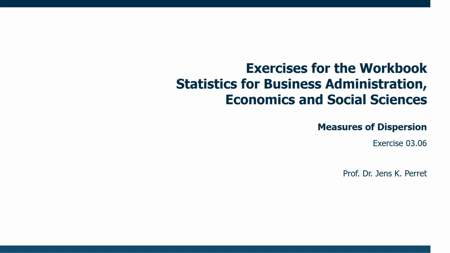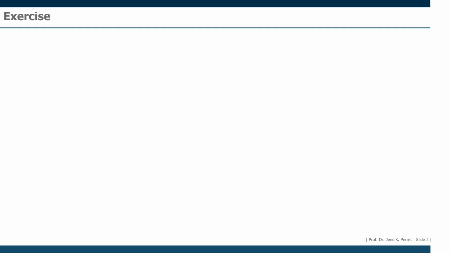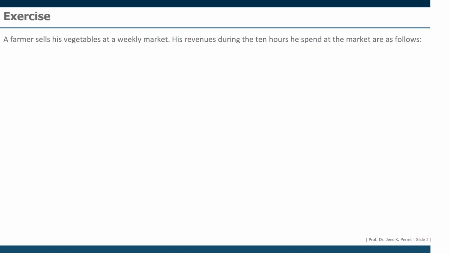This time I'm going to focus on calculating measures of dispersion for unclassified data. So here my data set is about a farmer who sells his vegetables at a weekly market. His revenues during the 10 hours he spends at the market are as follows. And we get this data set with 10 observations. And we have 4 tasks surrounding this data set.